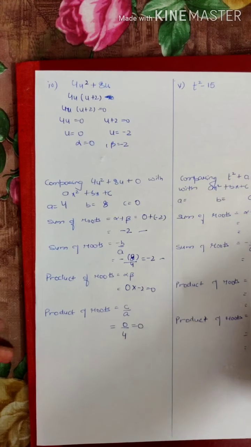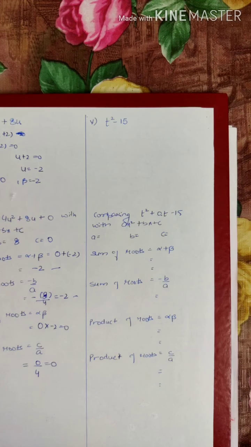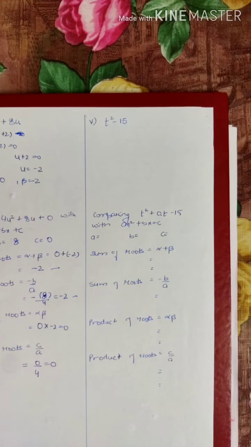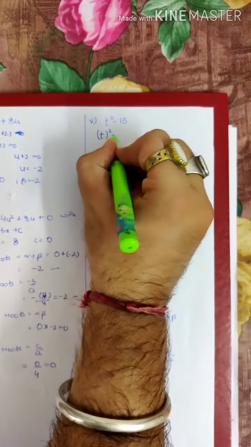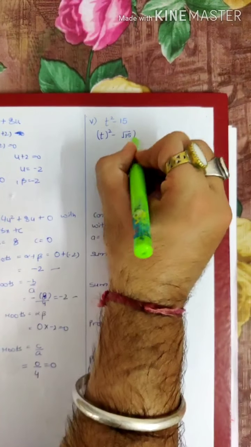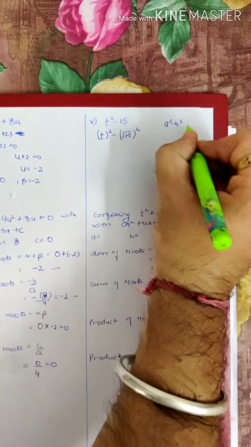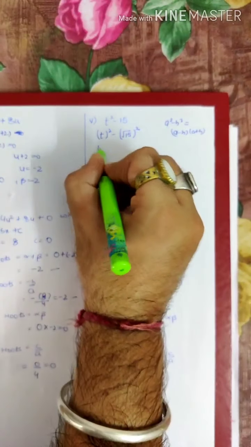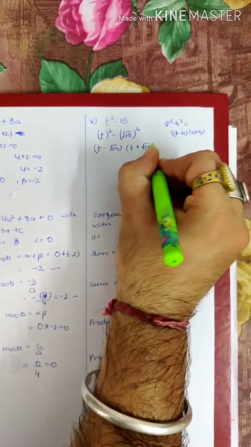We'll discuss one more sum. Now this quadratic equation is t square minus 15. In this again we have two terms, so we cannot use the splitting middle term method. So how do we calculate the roots from this quadratic polynomial? We'll write it as t whole square minus root 15 whole square. Now we have the identity a square minus b square, which is (a minus b) into (a plus b). This will be written as (t minus root 15) into (t plus root 15).